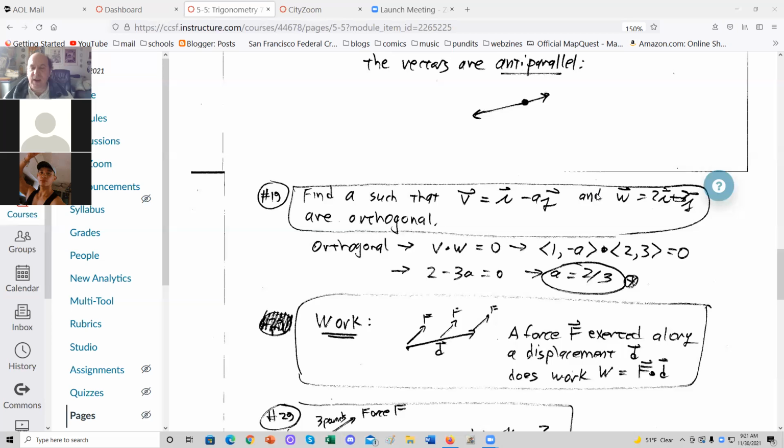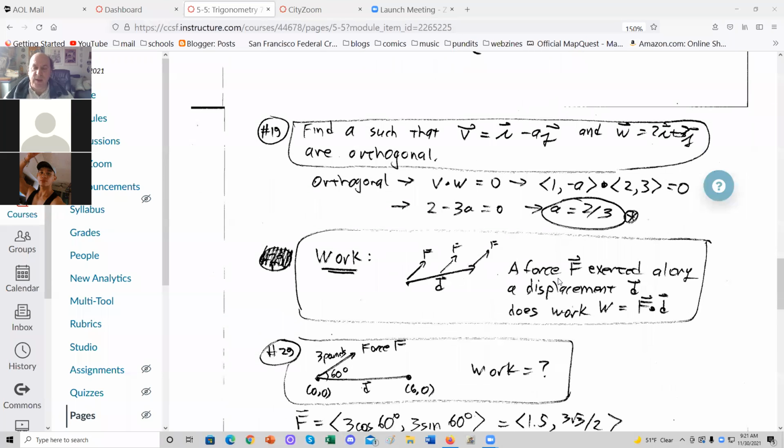All right, find a number a such that v equals i minus aj and w equals 2i plus 3j are orthogonal. That's hard to read. Maybe I should change that in the canvas. Orthogonal means their dot product is 0. So 1, negative a dot 2, 3 is 0. That's 2 times 1, which is 2, plus negative a times 3, which is minus 3a. So 2 minus 3a is 0. Transpose the 2, transpose the negative 3, and a equals 2/3.